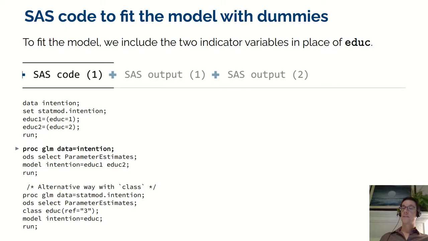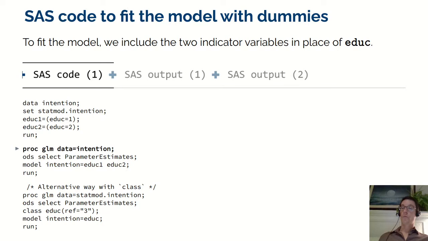So let's fit it 2 different ways. Here I'm going to create the dummies, so I'm going to create a binary variable. I'm creating a temporary data set called intention, which will be in the work library. So this is temporary. When you close this and you reopen, it's going to be gone. I'm going to copy statmod, and I'm going to create 2 new columns. One is education 1, which is a logical: if educ is 1, this is 1 and 0 otherwise. And the same for educ2.